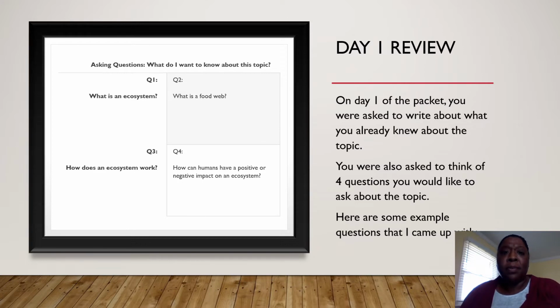The next question, what is a food web? Third question, how does an ecosystem work? And fourth question, how can humans have a positive or negative impact on an ecosystem?